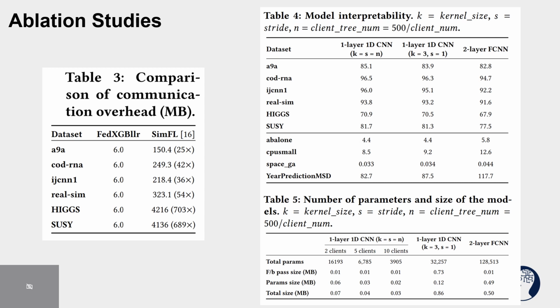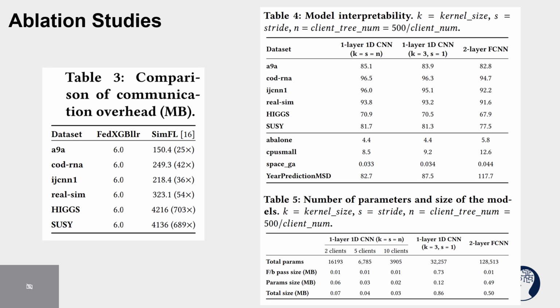We also carry out two ablation studies. In the left table, we compare the global communication overhead to build a global federated XGBoost model of our approach to our baseline CMFL. Because the communication overhead of our method is independent of the dataset size, we can see our communication overhead is significantly lower, especially as the dataset size scales up. We save the communication cost by a factor ranging from 25 to 700.